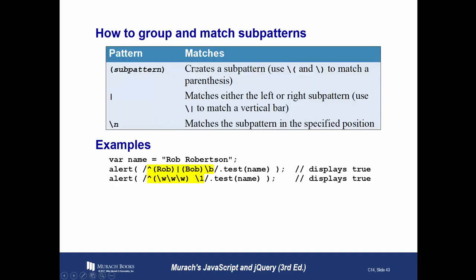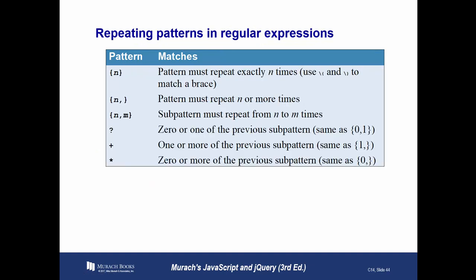You can group things together in subpatterns. There is an example. So this would look for either Rob or Bob. Okay. There's the pipe sign, which is used kind of like an or, and the \n, as it says, to match a subpattern in a specified position. The best way to learn this stuff is to sit there and go do for yourself just a boatload of examples. Here's some repeating patterns.